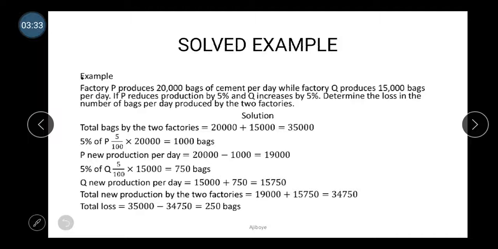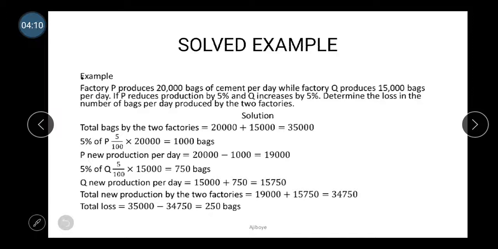Now, 5% of the production of P will be 5 over 100 times 20,000. That will give us 1,000 bags. When there is a reduction of 5%, it simply means that we remove the 1,000 bags from the usual 20,000 bags per day. So 20,000 minus 1,000 reduction is equal to 19,000 bags.